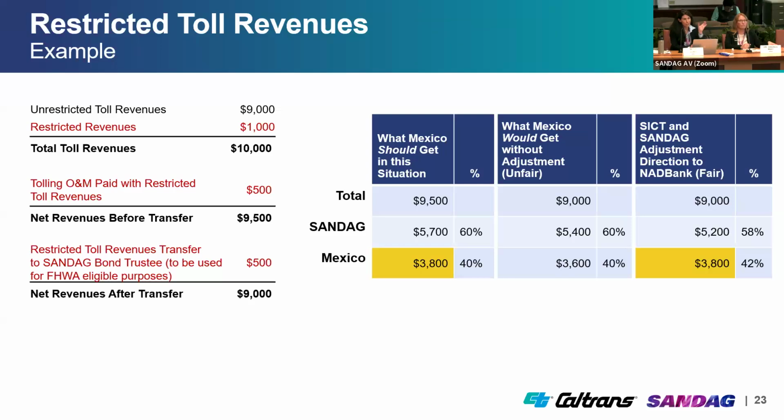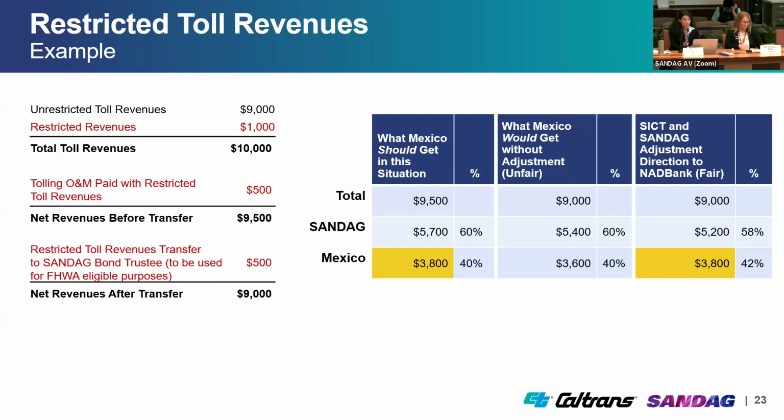But we know that extra $500 that's there in restricted toll revenue, we can't share that with Mexico, and we need to make sure that it's used on eligible expenses. So what we're instructing the NAB Bank to do is to do a restricted toll revenue transfer of that amount to our bond trustee to be used for eligible FHWA purposes. That leaves only $9,000 to split. So you can see in this situation, what Mexico should get is $3,800. That's 40% of $9,500. But if we do the 60-40 based on the $9,000, they're only going to get $3,600.